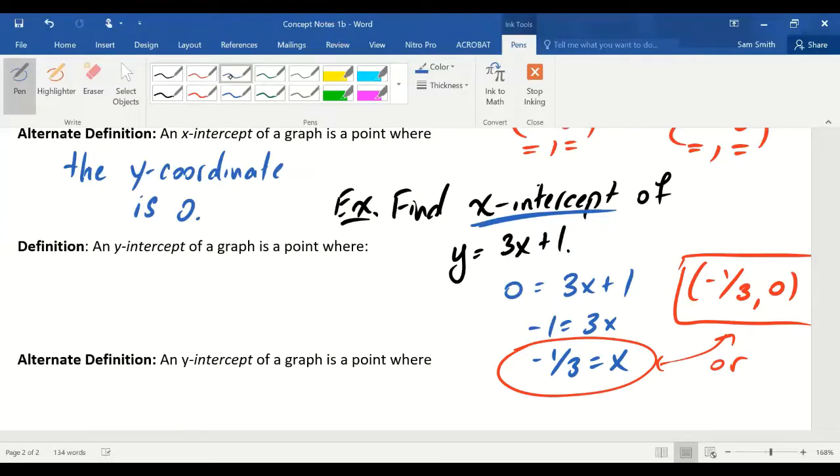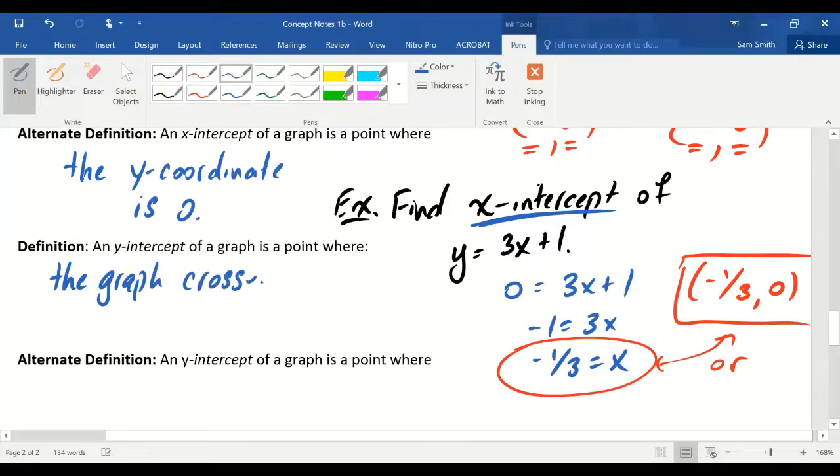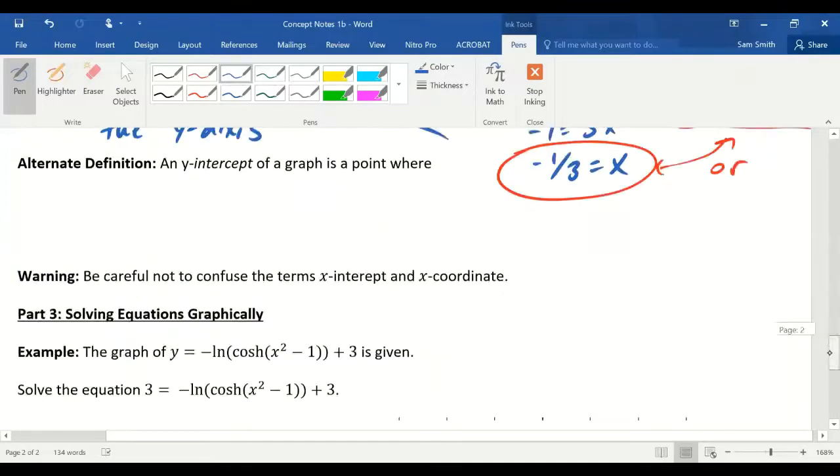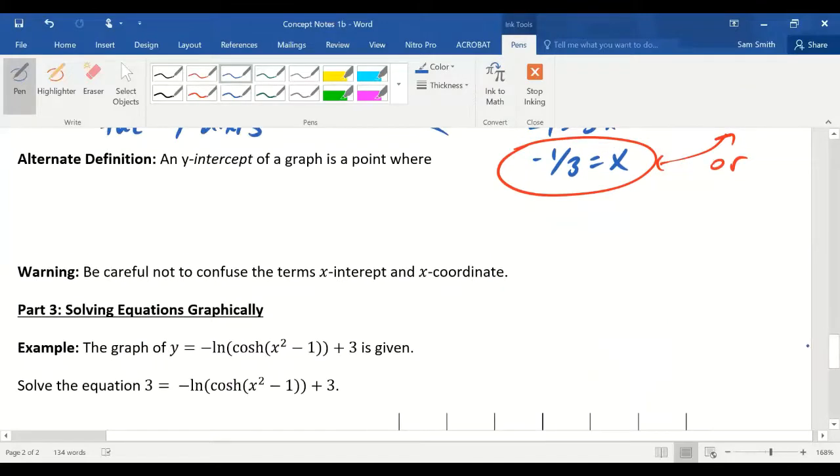Okay, now the y-intercept of a graph is just sort of the opposite of the x-intercept. A y-intercept of a graph is a point where the graph crosses the y-axis. And at such a point, since you're horizontally located in the center of the graph, such a point would have an x-coordinate, an x value, of 0.